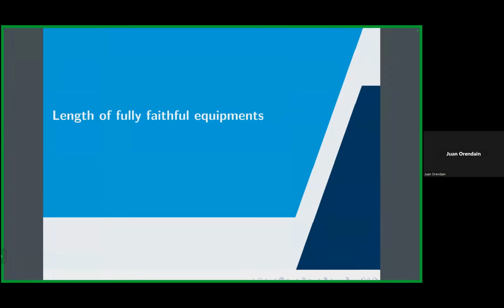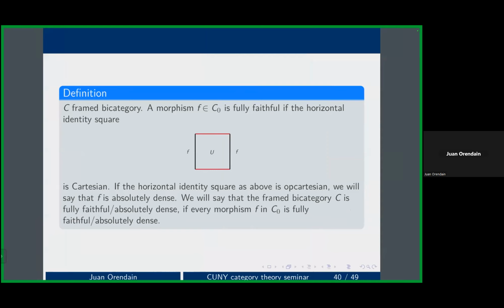All right, now, fully faithful equipments. So we have this definition. Suppose C is a framed bicategory. Suppose F is a vertical morphism, so a vertical arrow. We'll say that F is fully faithful if the horizontal identity square of F is Cartesian. So C is a framed bicategory, so you always have Cartesian squares. And we'll say that F is absolutely dense if the horizontal identity square of F is up Cartesian. So we'll say that the double category C is fully faithful or absolutely dense if every vertical arrow is either fully faithful or absolutely dense.